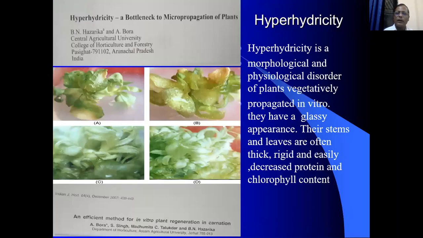If you are talking about some of the disorders, one of the disorders is hyperhydricity, which is a bottleneck for micropropagated plants. Hyperhydricity is a morphological and physiological disorder of plants vegetatively propagated in vitro, where the plants have a glassy appearance, and their stems and leaves are often thick, rigid and easily breakable, with disease proneness and decreased protein and chlorophyll content. This has already been published in one of the journals.